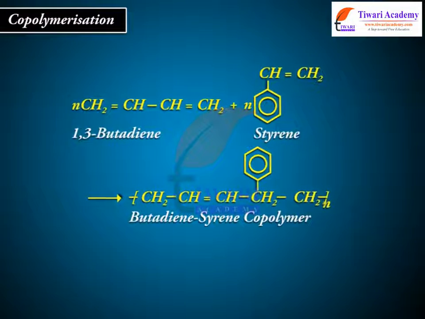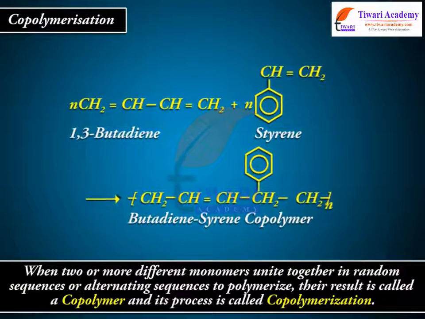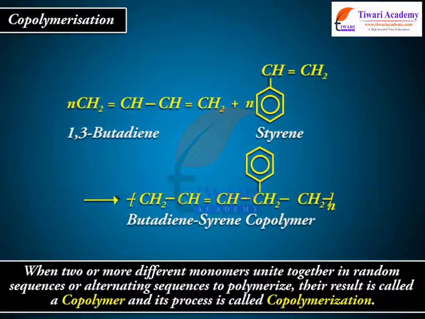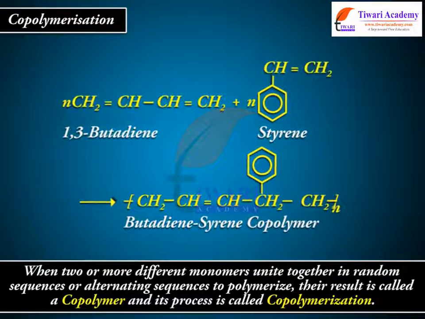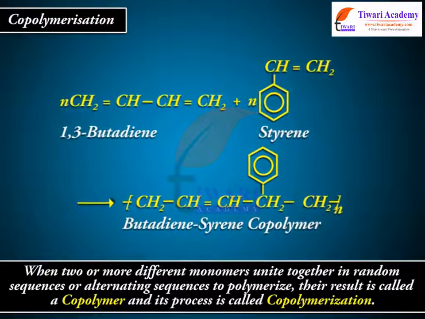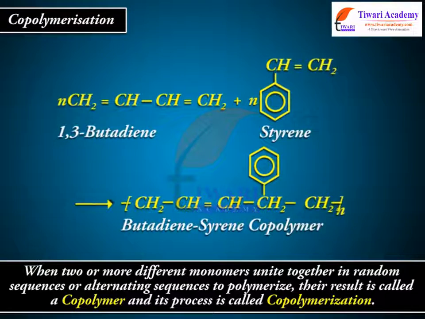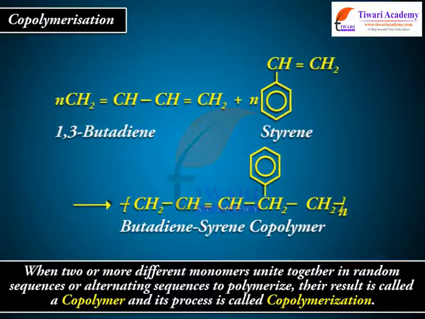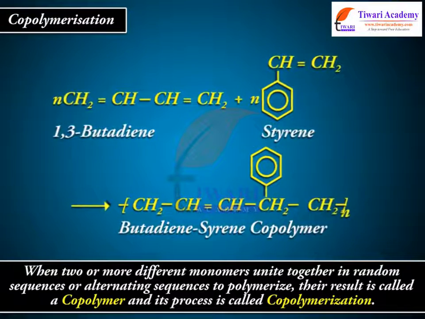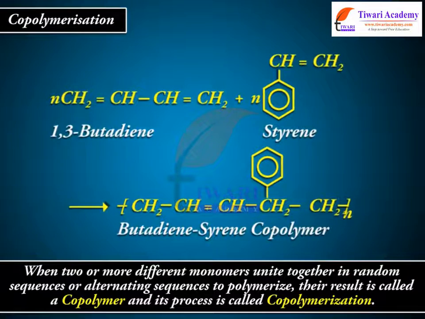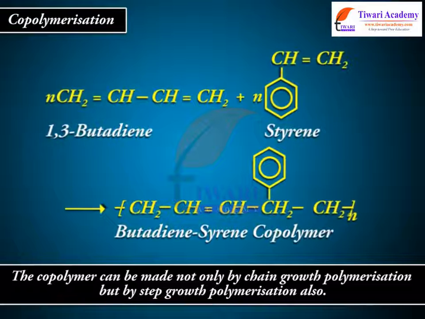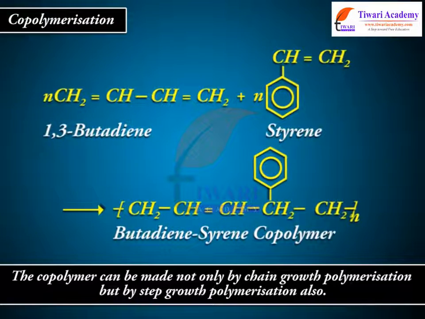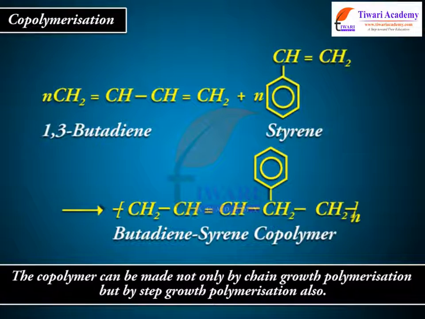Copolymerization. When two or more different monomers unite together in random sequences or alternating sequences to polymerize, the result is called a copolymer and the process is called copolymerization. The copolymer can be made not only by chain growth polymerization but by step growth polymerization also.